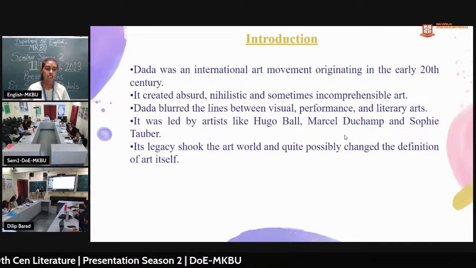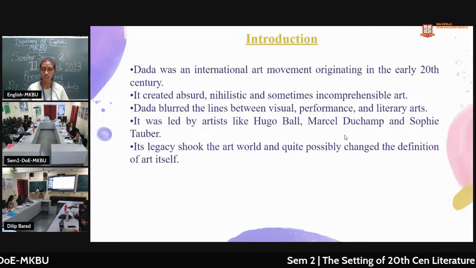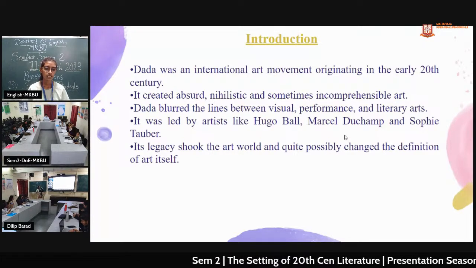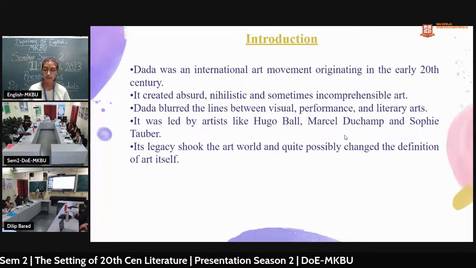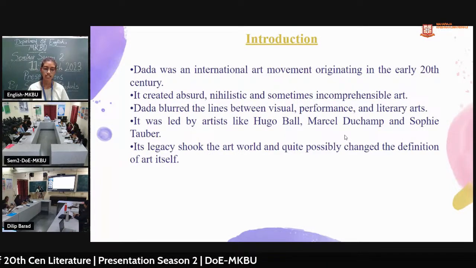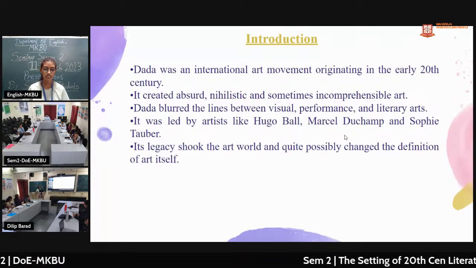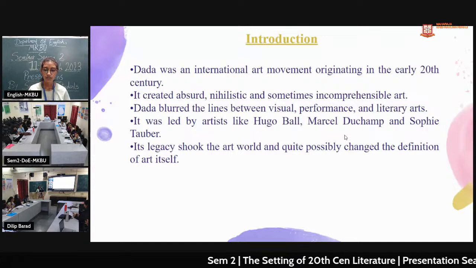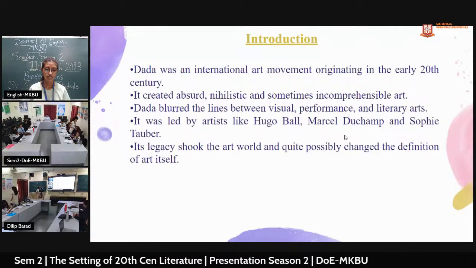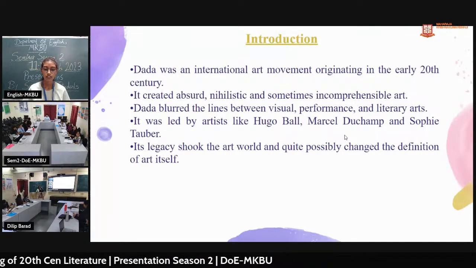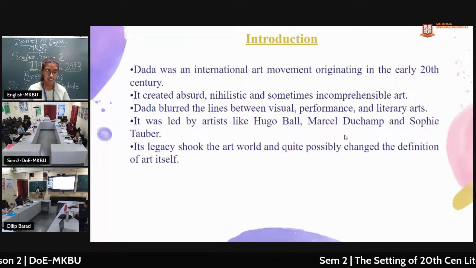Introduction. Dada was an international art movement originating in the early 20th century. It created absurd, nihilistic, and sometimes incomprehensible art. Dada blurred the lines between visual, performance, and literary arts. It was led by artists like Hugo Ball, Marcel Duchamp, and Sophie Taeuber. Its legacy shook the art world and quite possibly changed the definition of art itself.